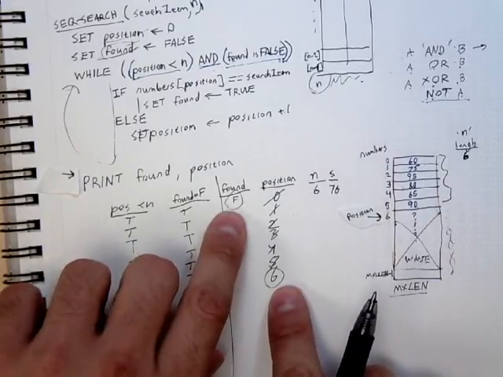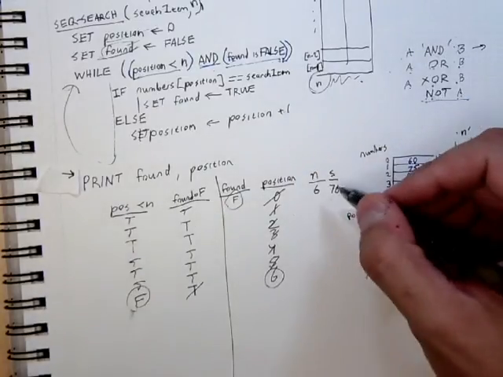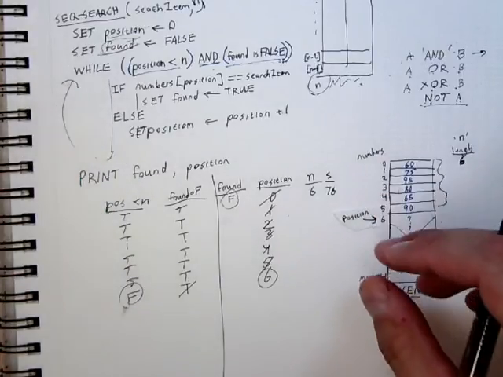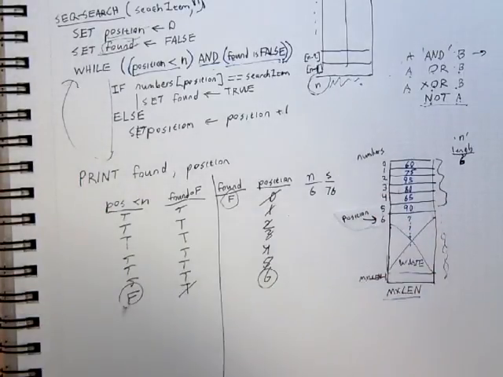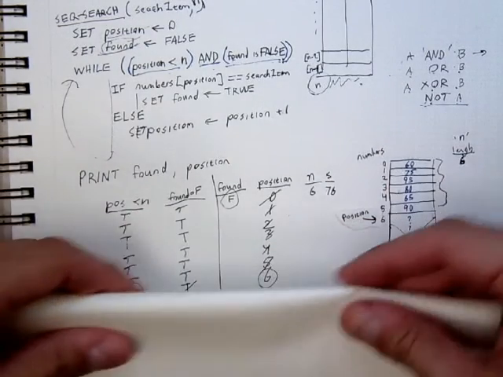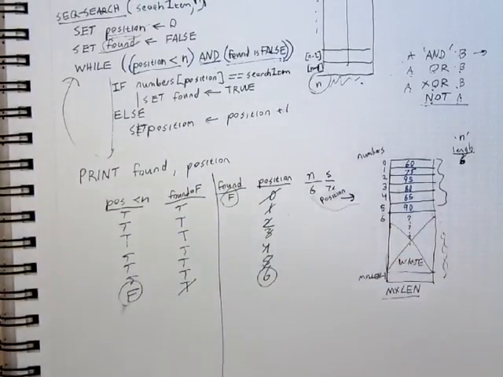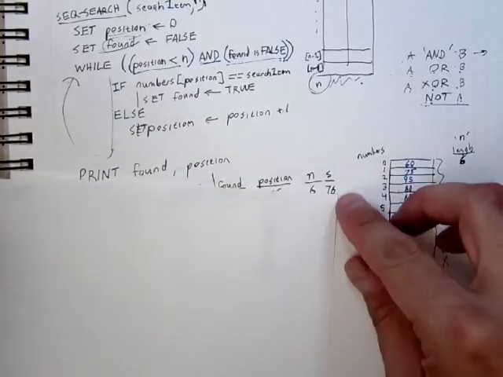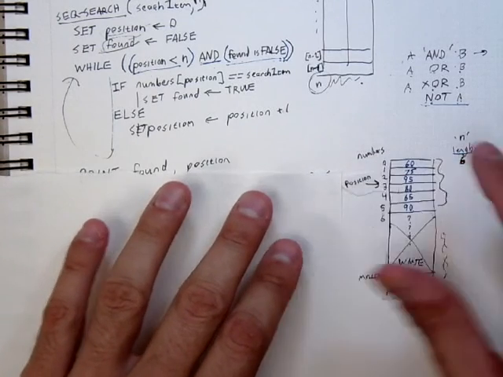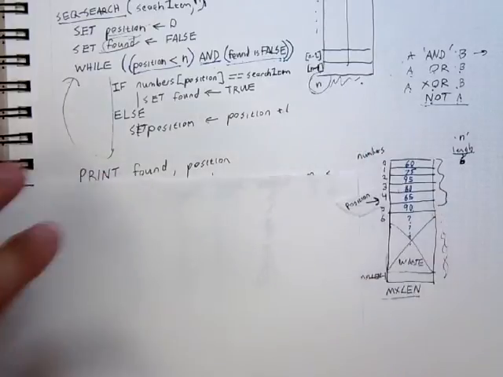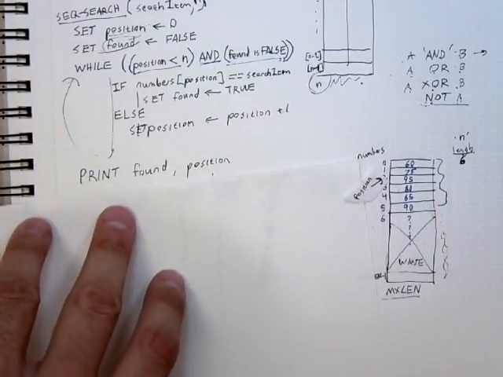So let's try this again, but instead of searching for 76, let's search for a different value. I'm going to try to get creative with my paper. Is this going to work? Now I just need some tape. Okay, so let's try this again.